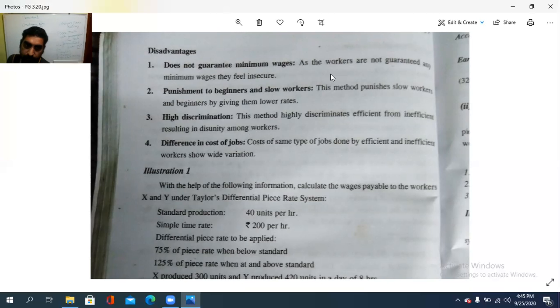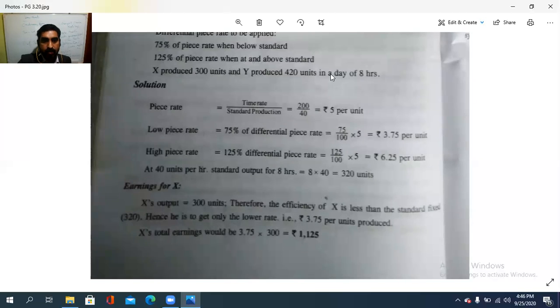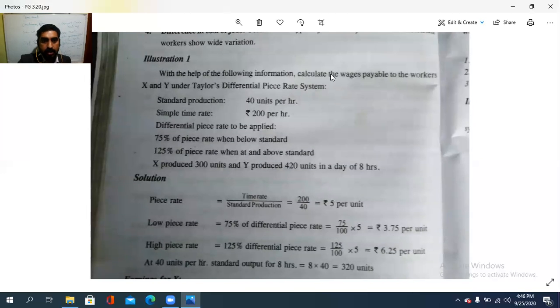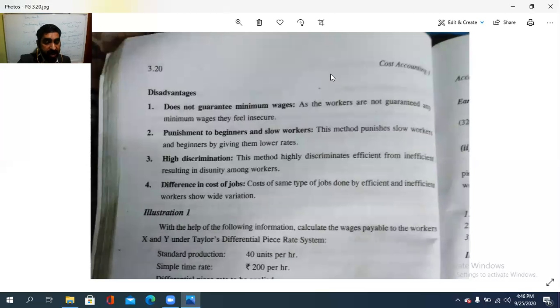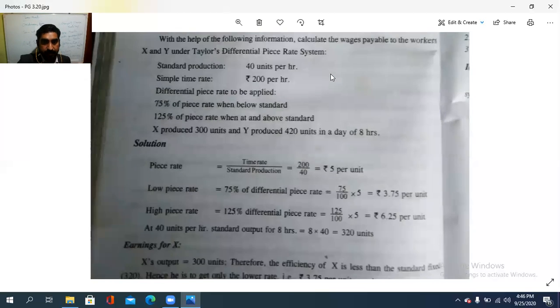And difference in cost of jobs. Cost of the same types of jobs done by efficient and inefficient workers should show wide variation between these. So those are the disadvantages. What were they? Does not guarantee any minimum wages. Punishment to the beginners and slow workers. High discrimination between the inefficient and the efficient, and difference in cost of jobs. So these are the merits and demerits with regard to which one? This Taylor's differential piece rate system.